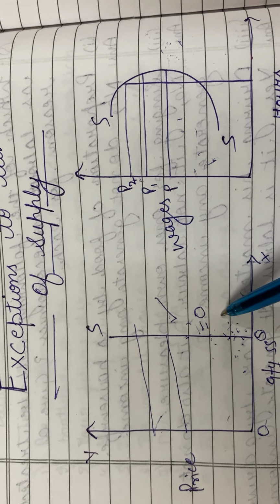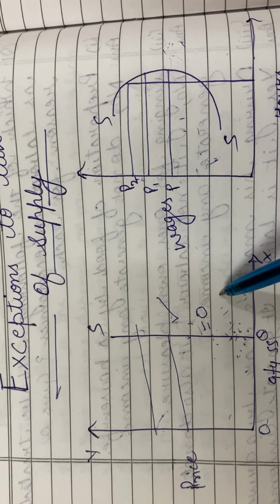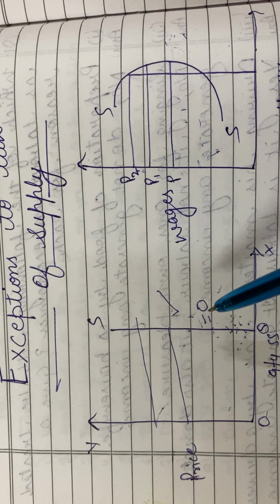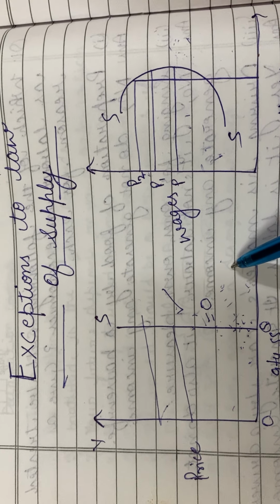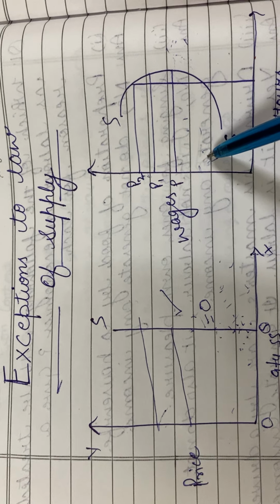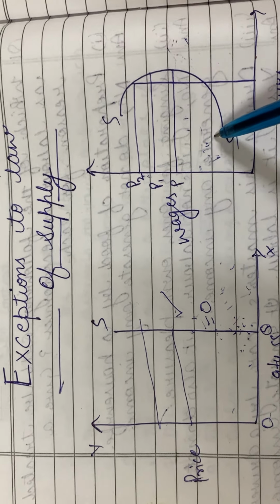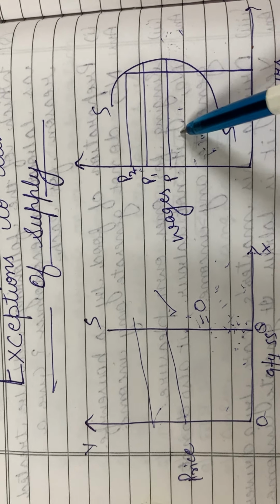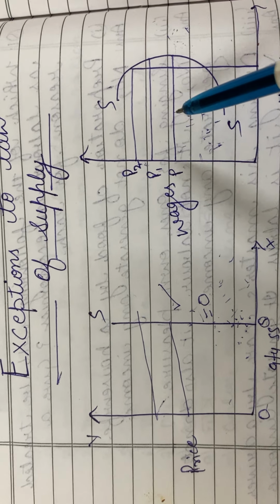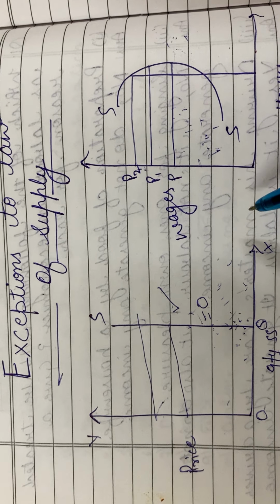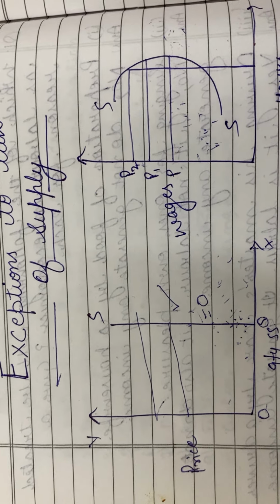The vertical supply curve happens in case of agricultural goods, in case of perishable goods, and in case of goods having social distinction. Whereas the backward bending supply curve is the supply curve of labor, where the labor after a certain hike in wages prefers leisure to work, and thus the supply curve takes a backward bend. Hope it is clear to you all.